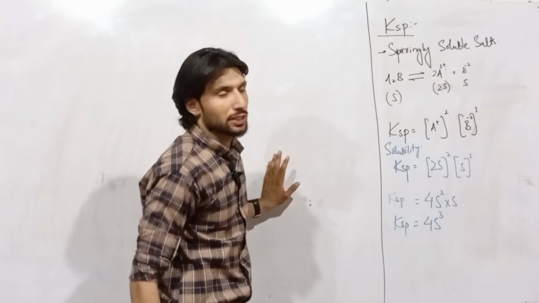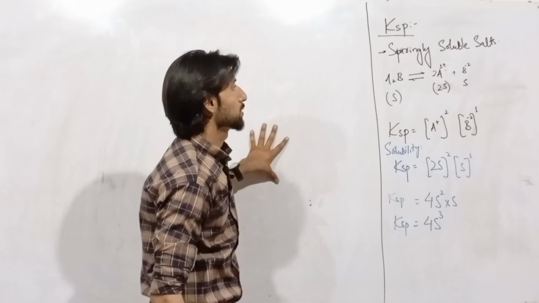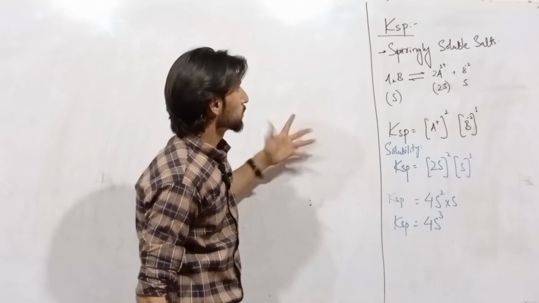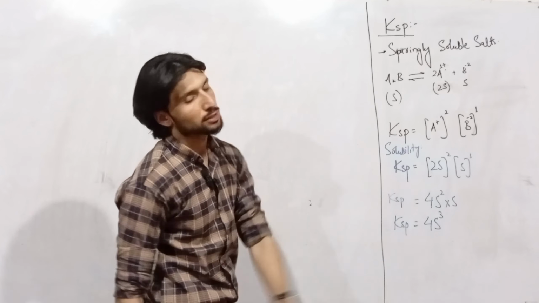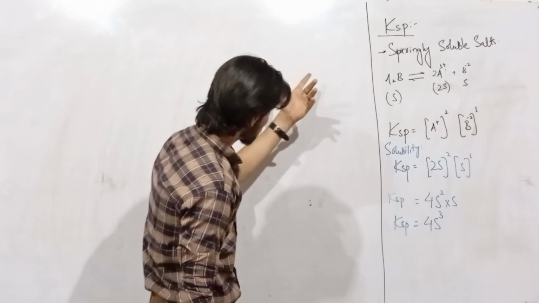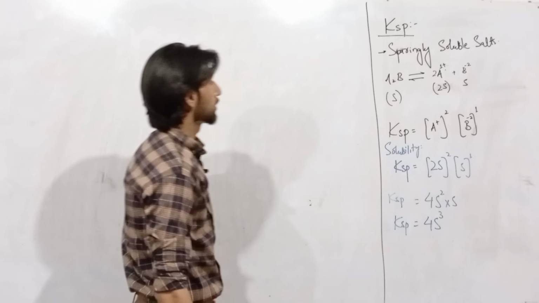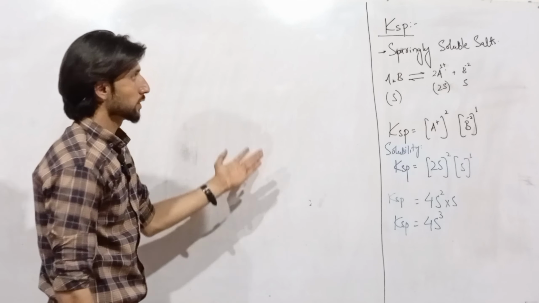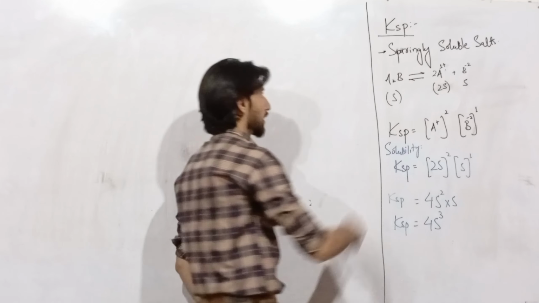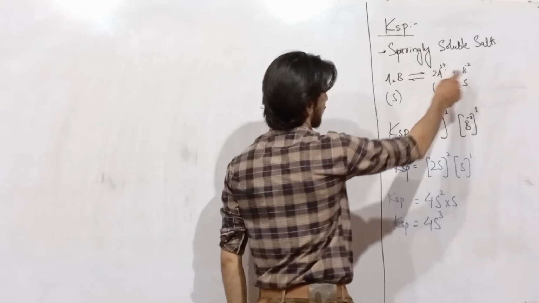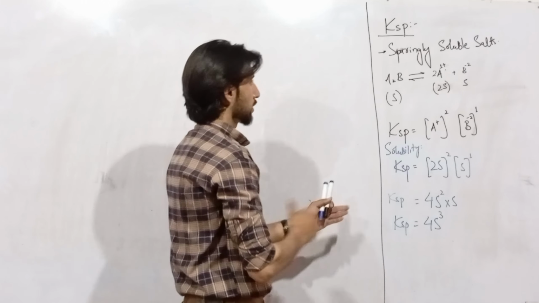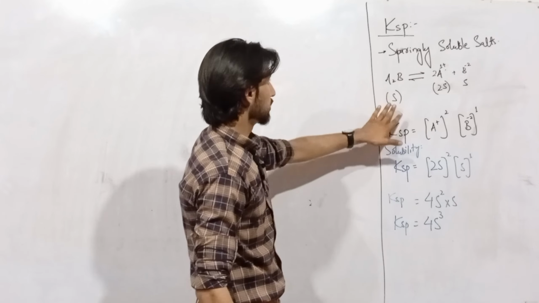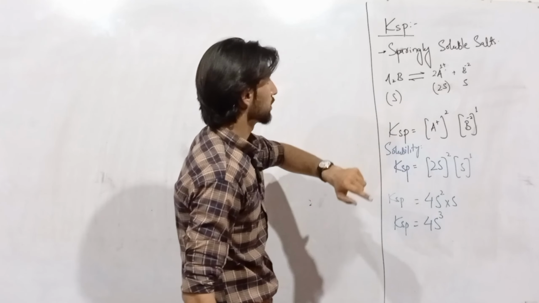Now we will introduce another concept, that is the concept of solubility product, Ksp. So we use this for sparingly soluble salts, as you know. Suppose a salt of the kind A2B dissociates into two cations of A and one anion of B. The charges are +1 and -2. So suppose the solubility of this salt is S mol per dm cube.